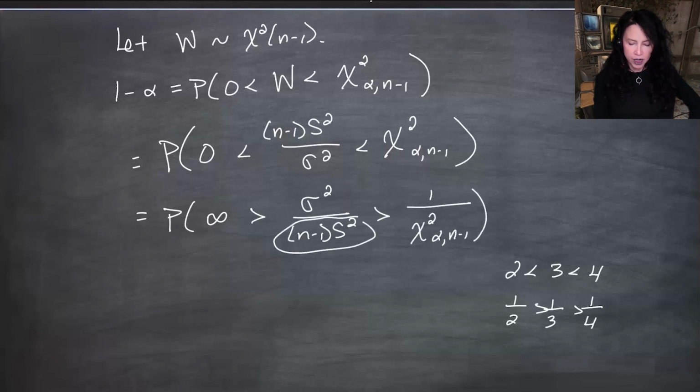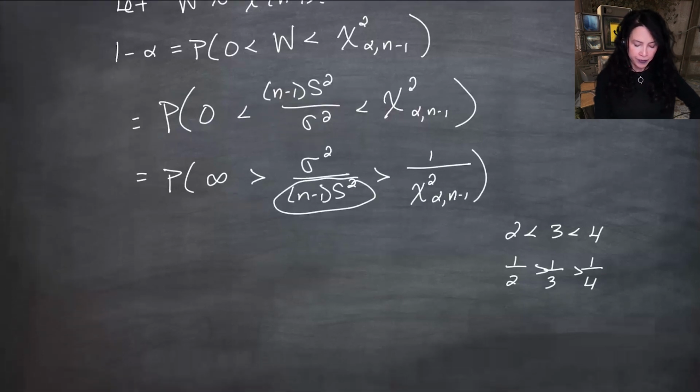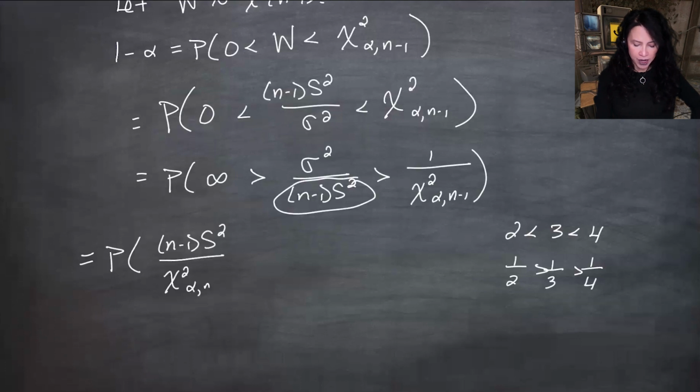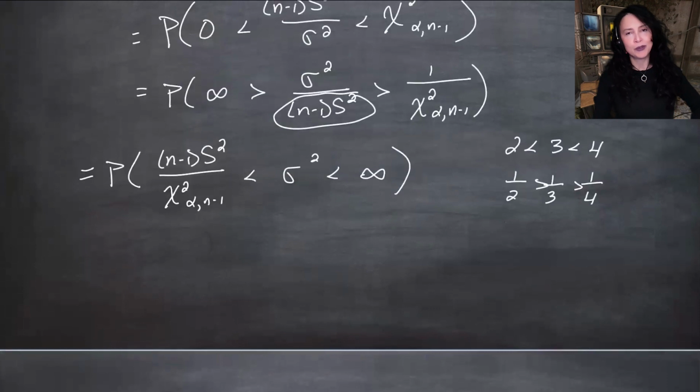Now, if I multiply across by this, which is non-negative, we will have isolated sigma squared in the middle. While I'm doing this, I'm going to write the inequality in the other direction. So we end up with (n minus 1) s squared over chi-squared sub alpha comma n minus 1 less than sigma squared less than infinity. So we've done it, but we did end up with one of those infinite length confidence intervals.